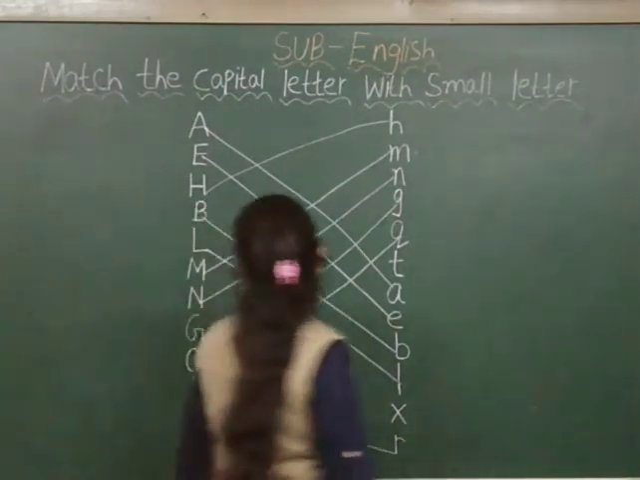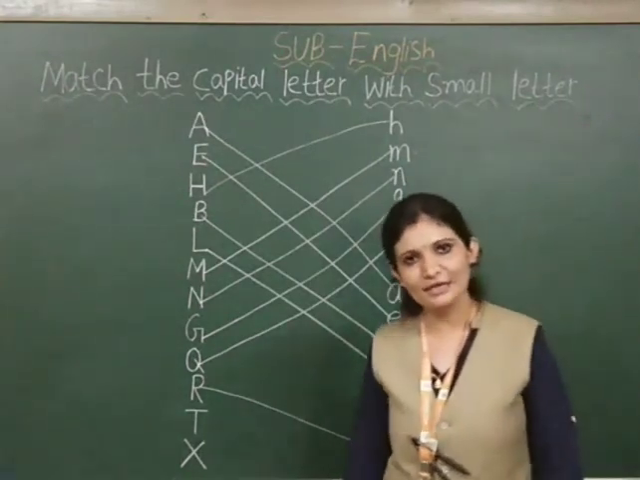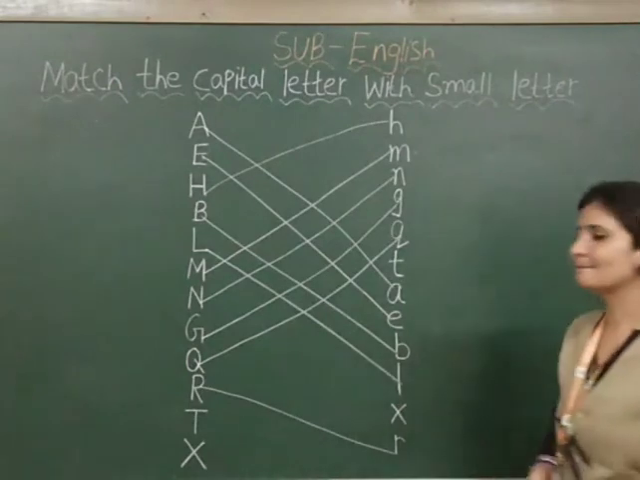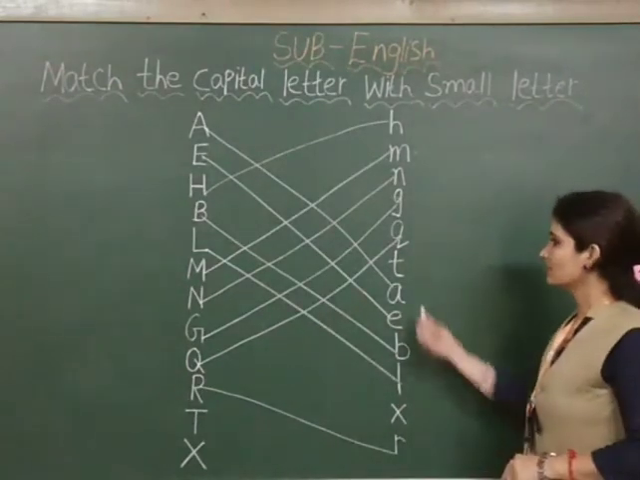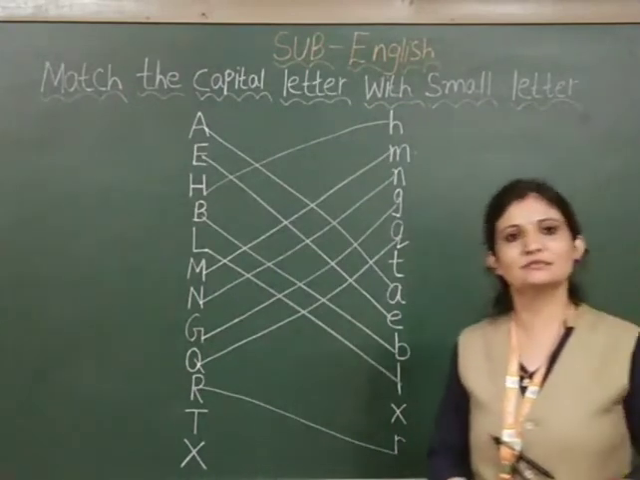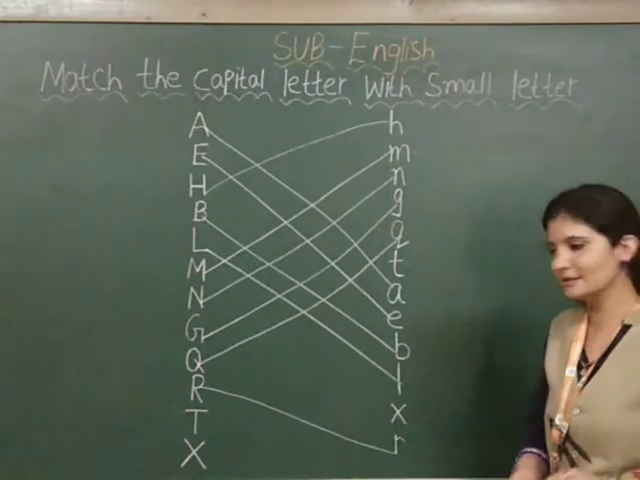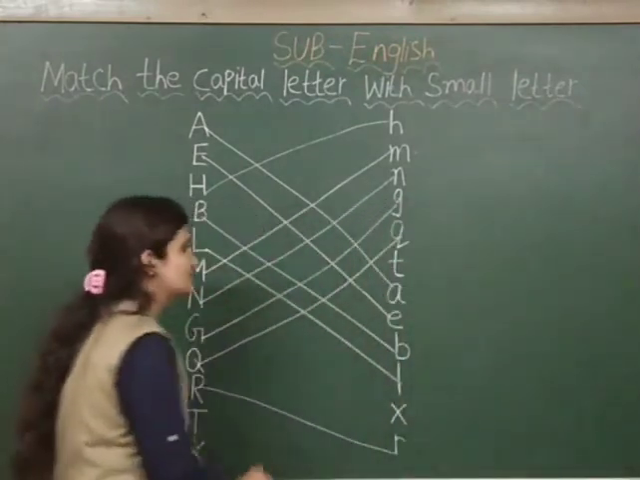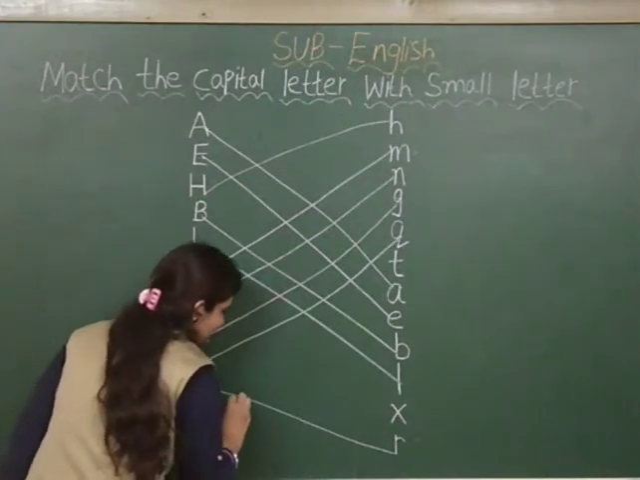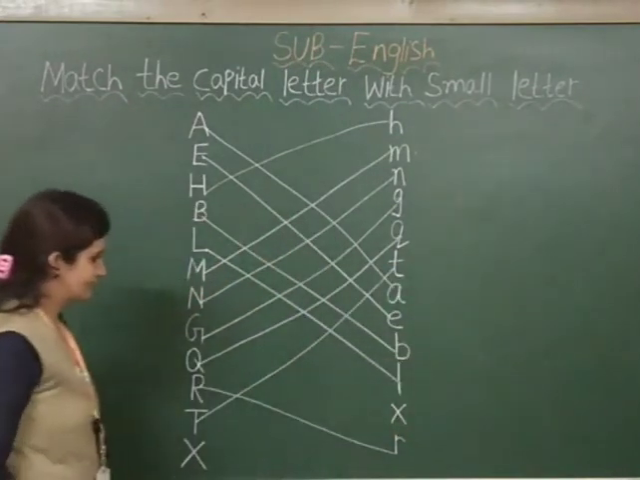Okay. Now moving towards our next letter, that is capital T. T for tiger. Now where is small t? This one? Yes. This one is small letter T. Now what do we have to do? We have to make one line to match the capital letter with the small letter. So we have to draw one line, capital letter to small letter T.